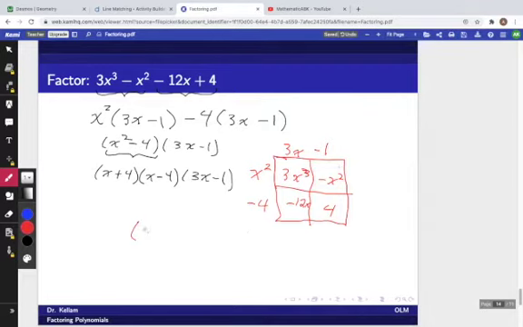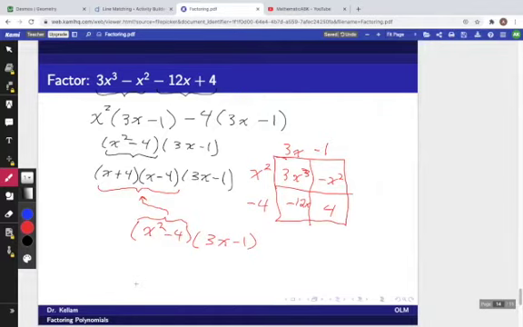giving us our x squared minus 4, 3x minus 1. Okay. And then, of course, we finish factoring off this bit by turning it into that. So that's factoring by grouping. We've done it before. We did it when we were factoring trinomials.